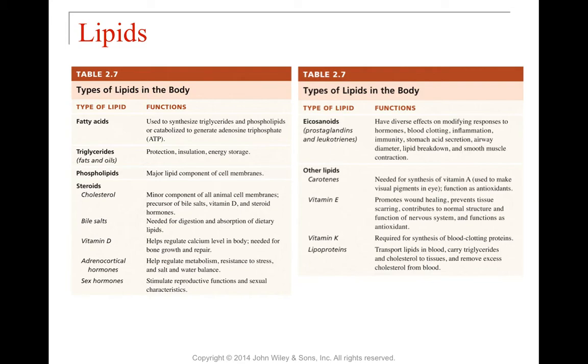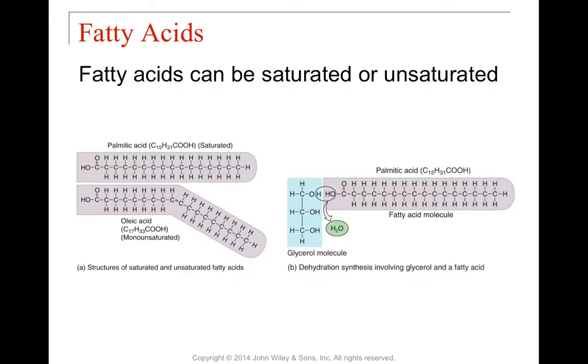And then sex hormones are going to help stimulate all of our reproductive functions and sexual differentiation and sexual characteristics. Some other types of lipids include eicosanoids, which are going to help with things like blood clotting, inflammation, immunity, and stomach acid secretion. And we are going to go through each of these extensively. They're going to have their own little day later on in our semester.